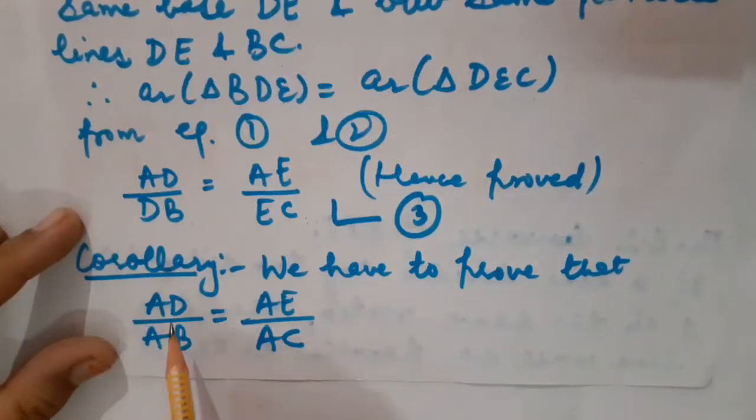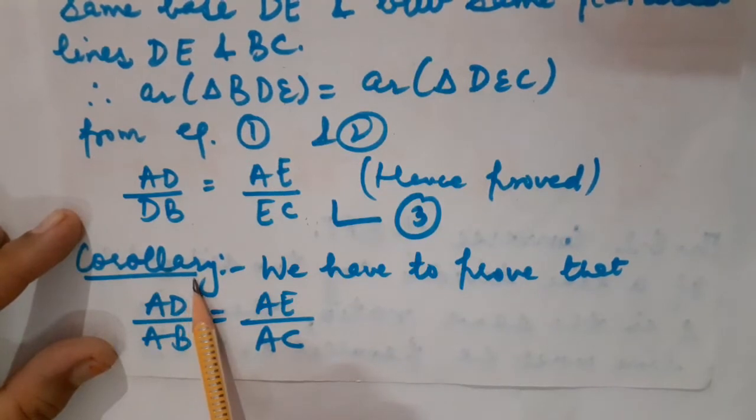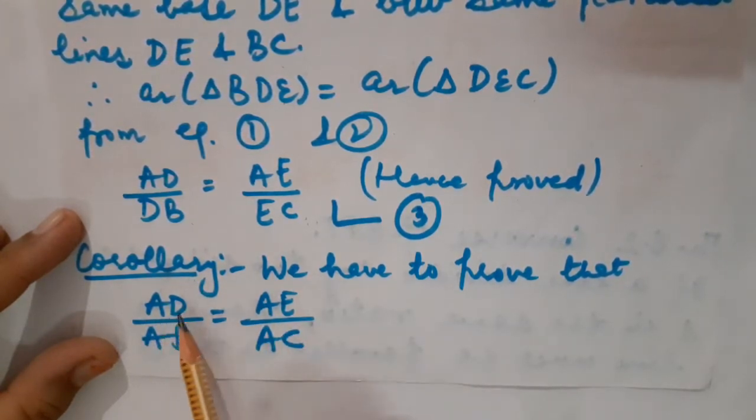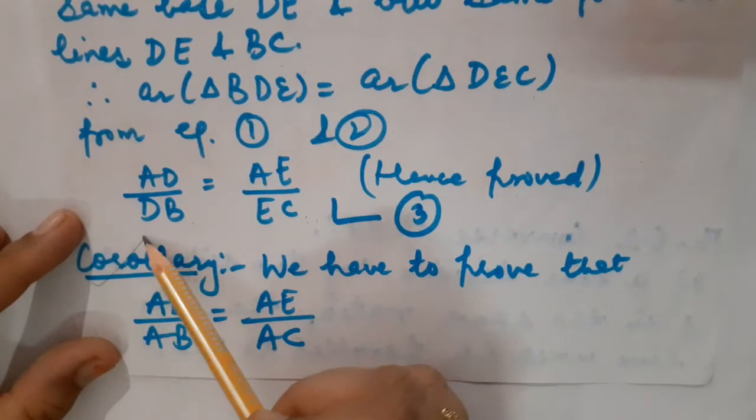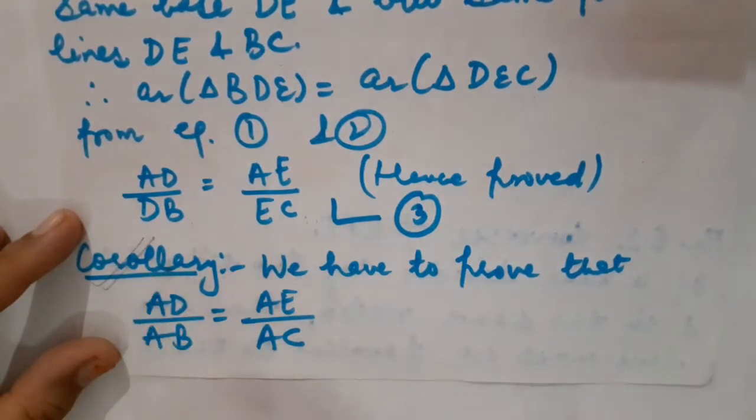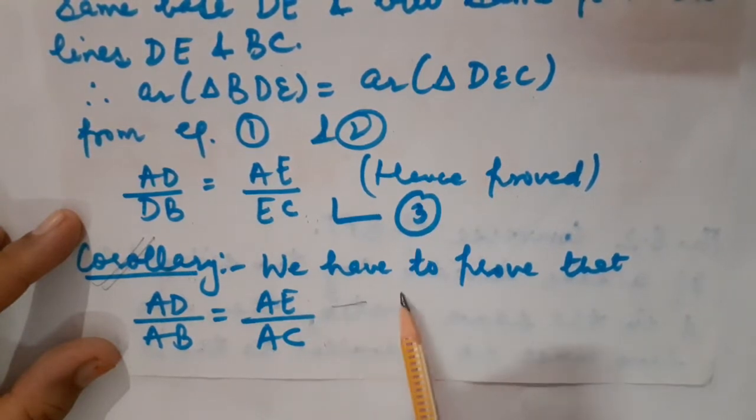Now one more thing is attached with the basic proportionality theorem, that is its corollary. In the corollary, children, we are going to use the result of this theorem BPT, that is AD upon DB is equal to AE upon EC. But first of all, what are we going to learn through the corollary? We are going to learn AD upon AB is equal to AE upon AC. This is corollary number 1.